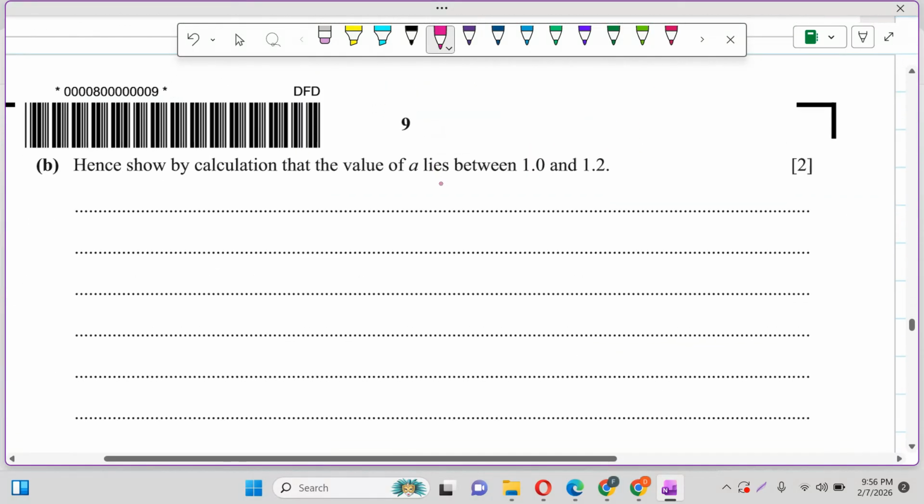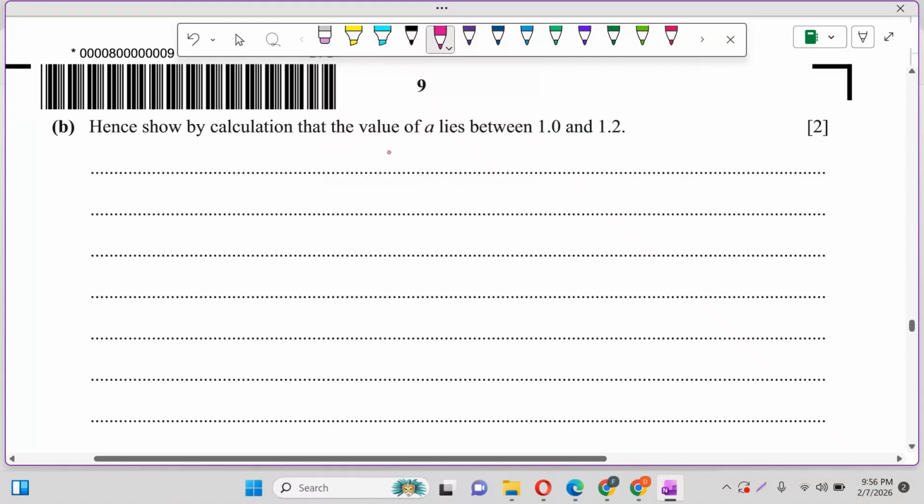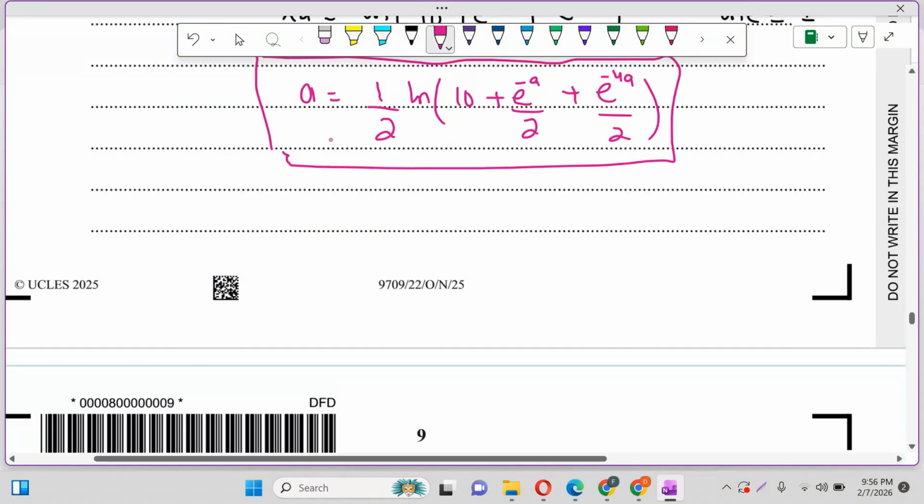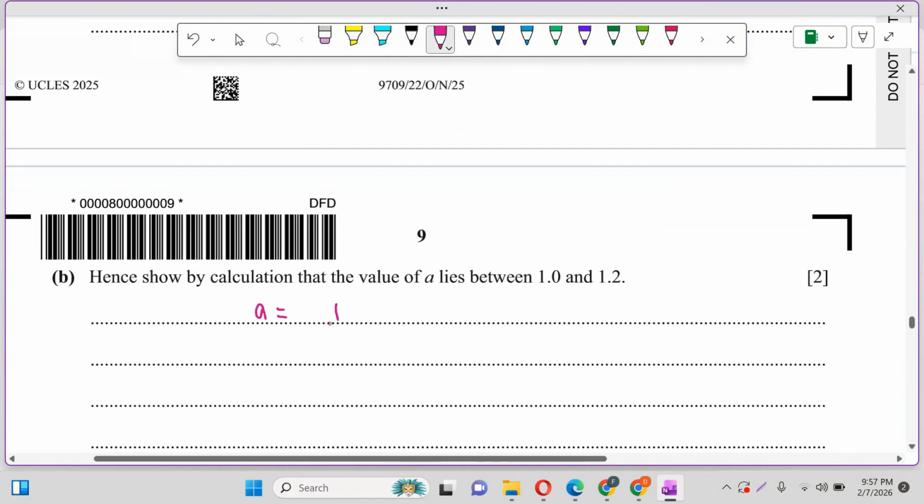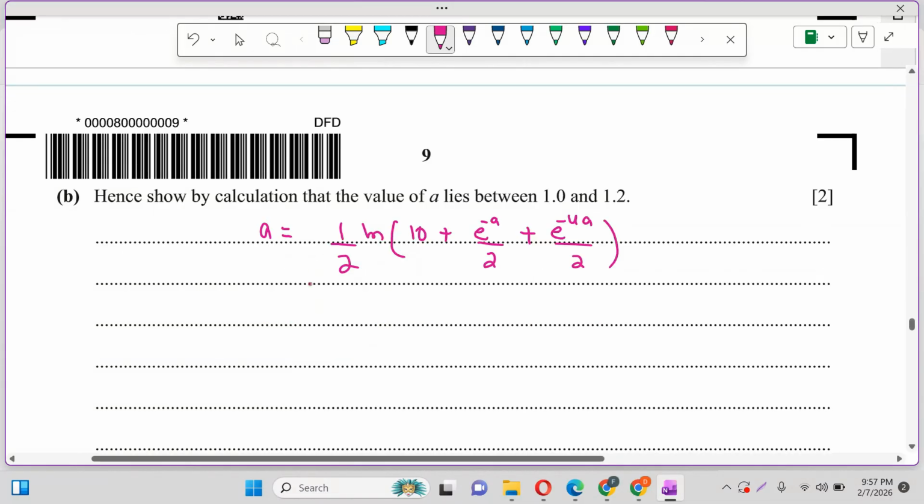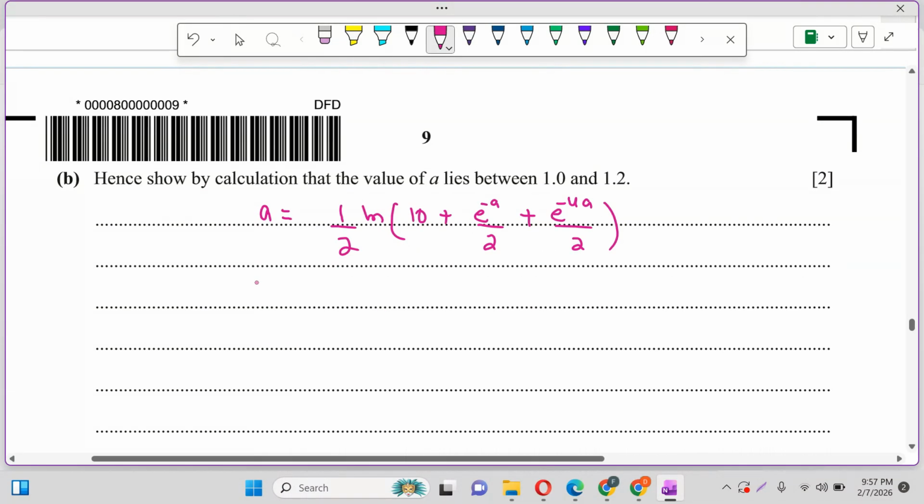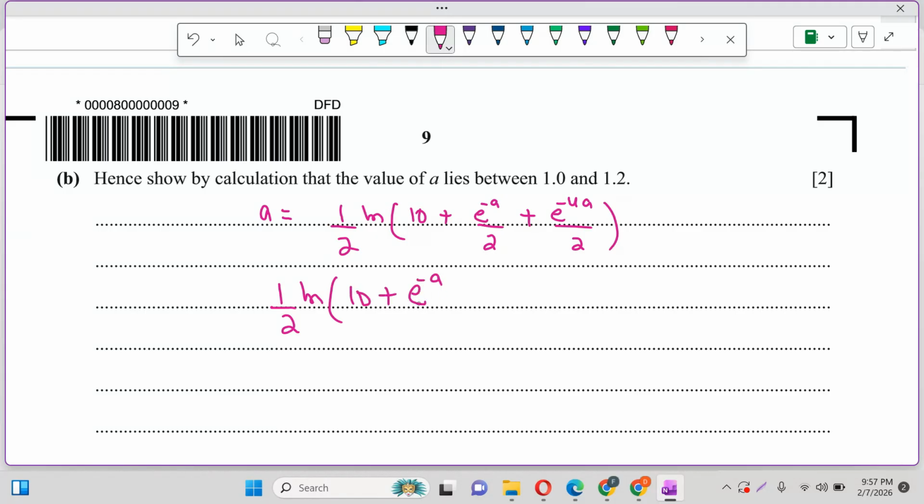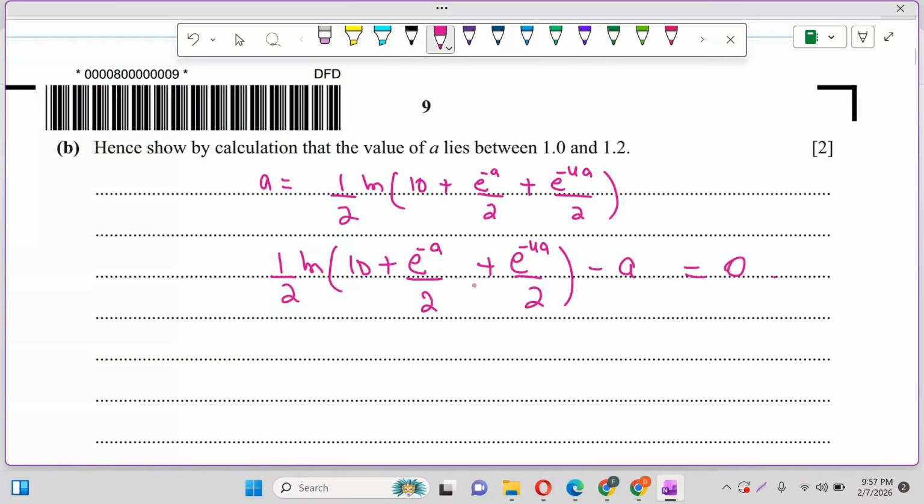Now let's move to part B, and show by calculation that the value of a lies between 1 and 1.2. We have just proved that a is equal to half ln of 10 plus exponential of negative a over 2 plus exponential of negative 4a over 2. When we switch a to the right side, we will have 1 over 2 ln of 10 plus exponential of negative a over 2 plus exponential of negative 4a over 2 minus a equal to 0. When we solve this equation, we will get a value of a which will be between 1 and 1.2.